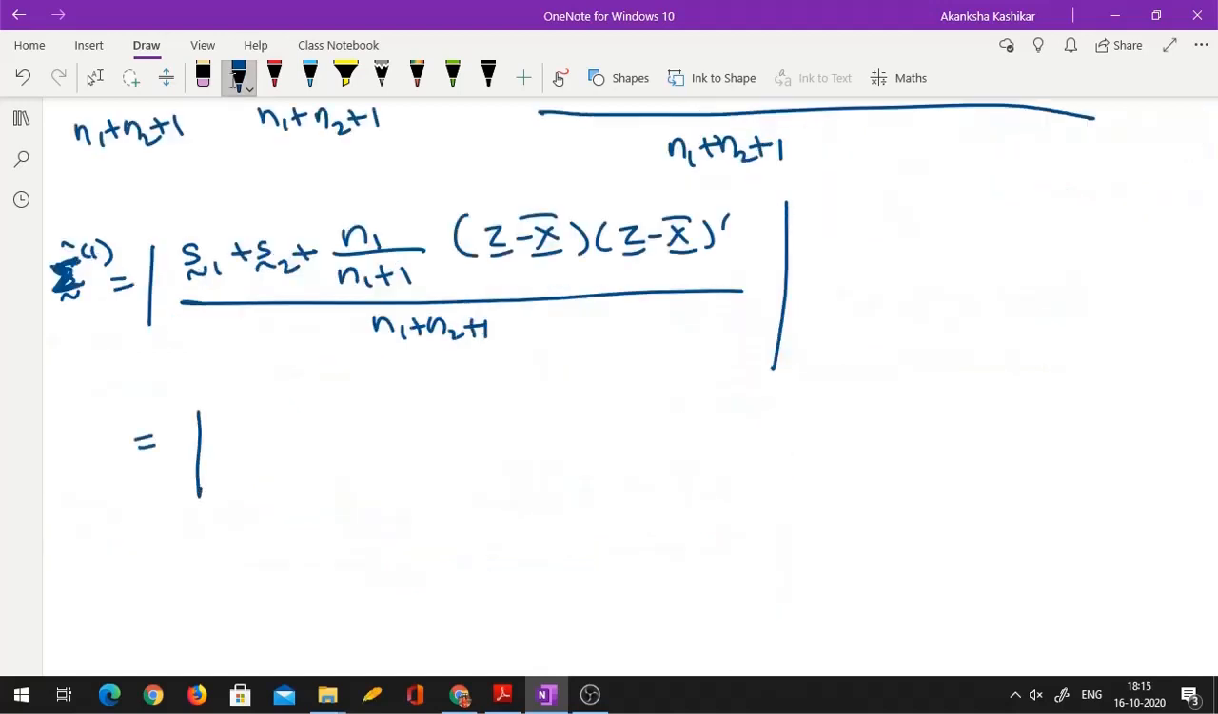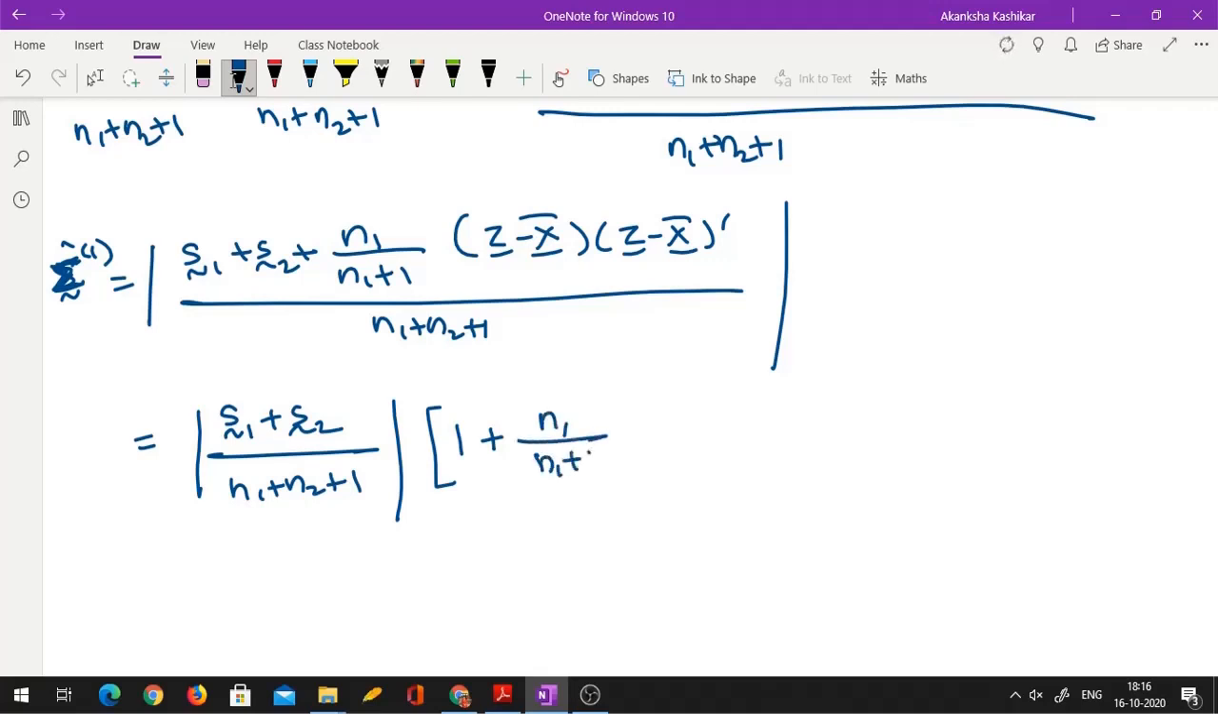Okay, so if I rearrange this determinant and if I take (S1 plus S2) upon (N1 plus N2 plus 1) as a separate determinant, then by the formula for the determinant of partitioned matrices, I get this to be 1 plus N1 upon N1 plus 1 (Z minus X bar) prime (S1 plus S2) inverse (Z minus X bar). We have done this while doing the likelihood ratio test for the mean in the case of the multivariate normal. So if you have doubts, please refer to those notes first and see if you can clarify that.